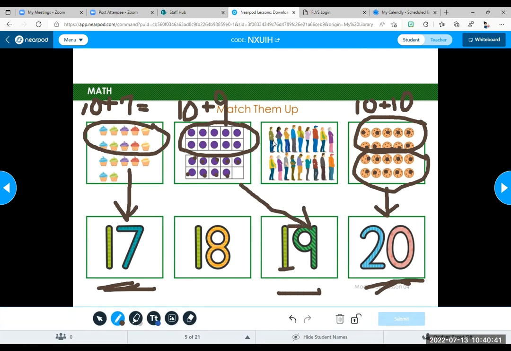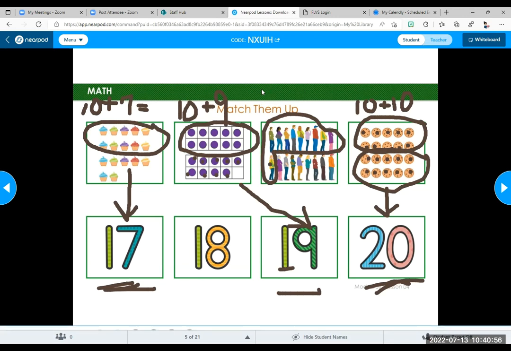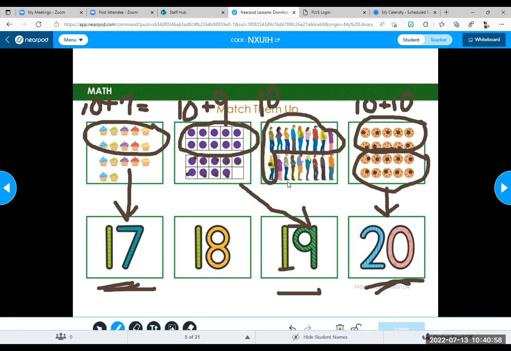And let's look at the people. This is not 10. Let me see if I can make 10. 1, 2, 3, 4, 5, 6, 7, 8, 9, 10. Oh, look at my 10. It looks funny. Yeah. There's my 10. And then let's keep going.